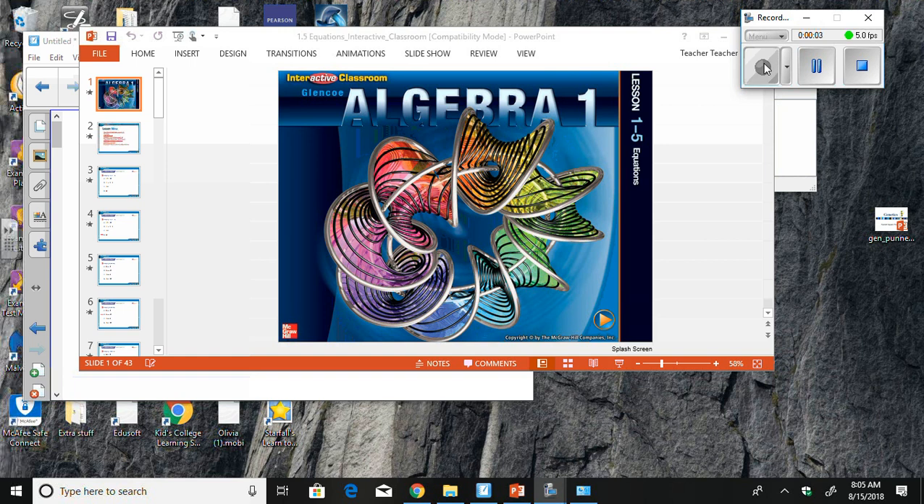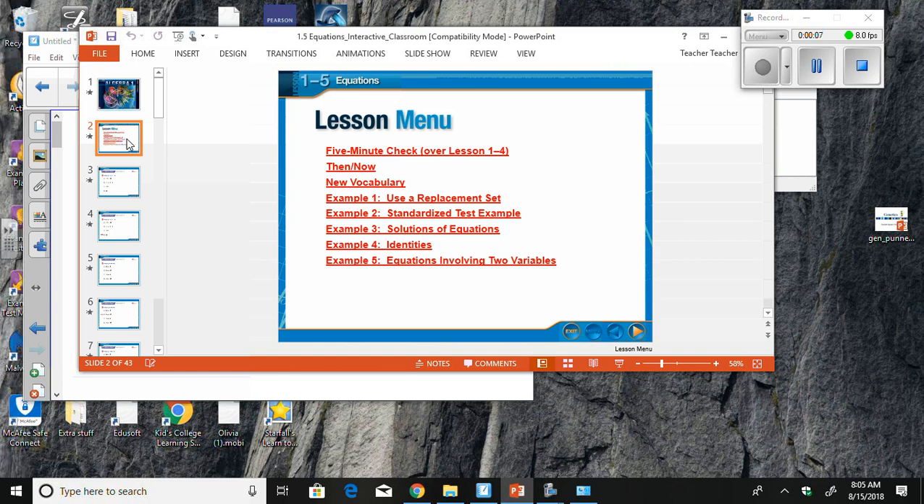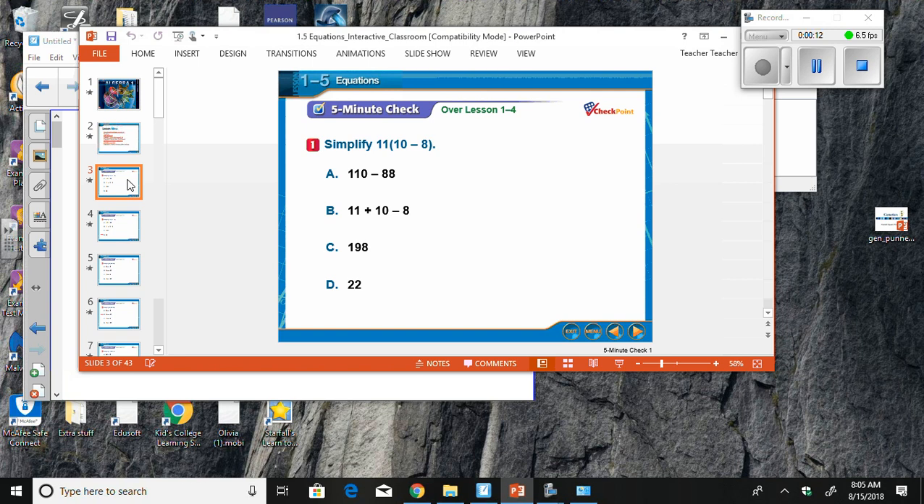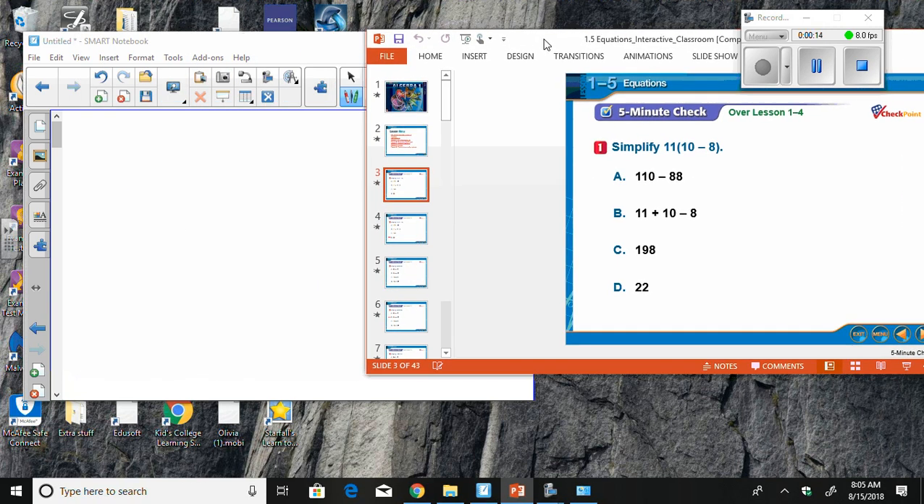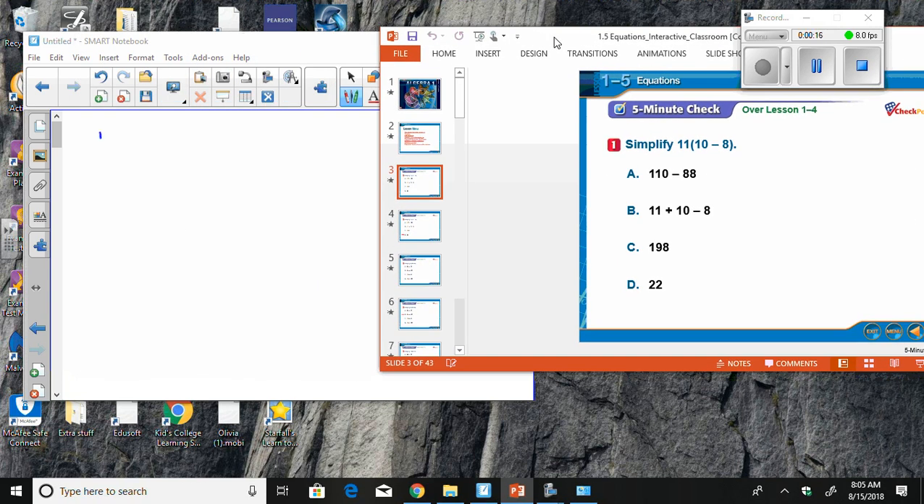Chapter 1, Section 5, Equations. Oh, of course, you kind of know what we're going to be doing here. Simplifying. So this is what we've done before. Let's make sure we know what we're doing. So 11 times 10 minus 8.